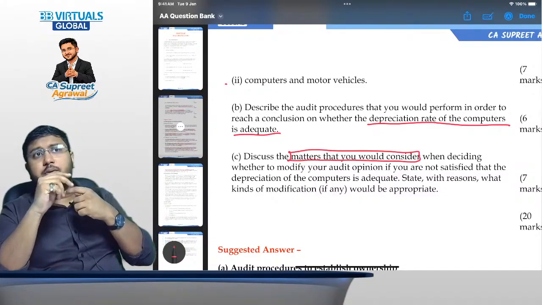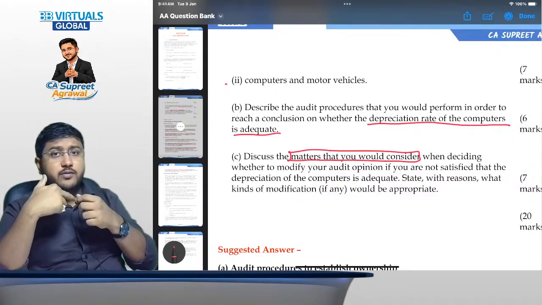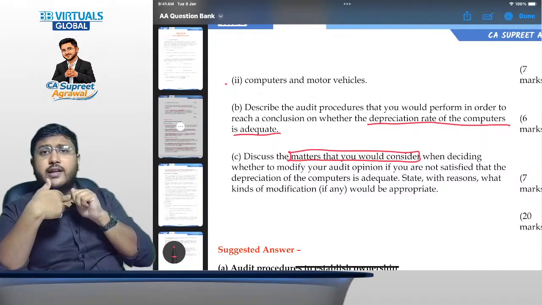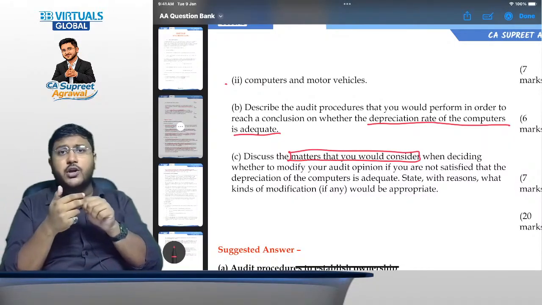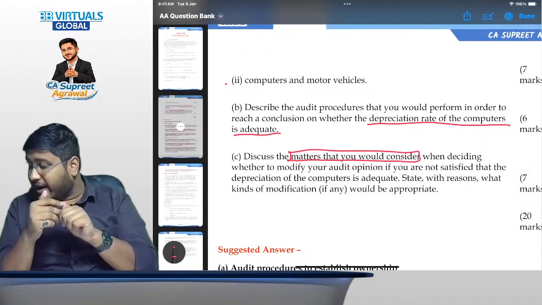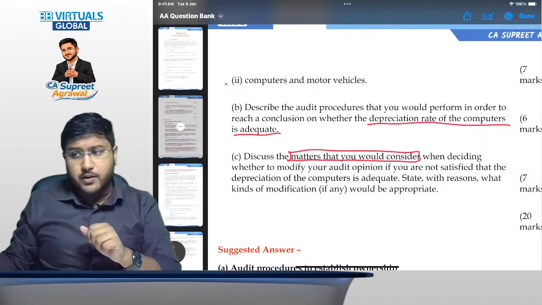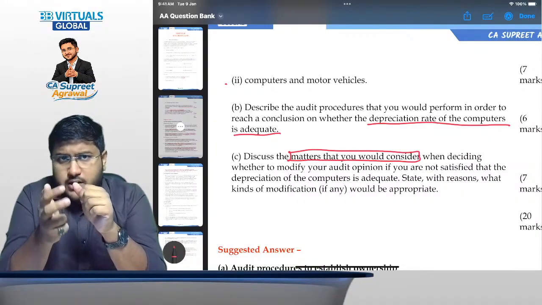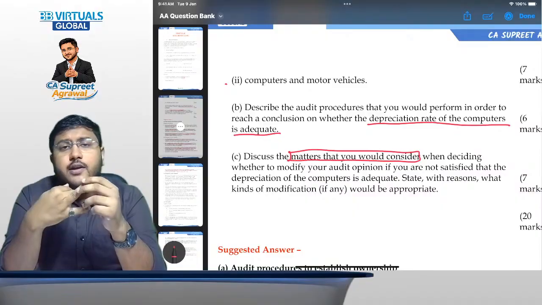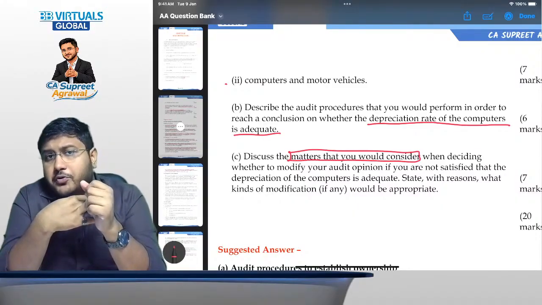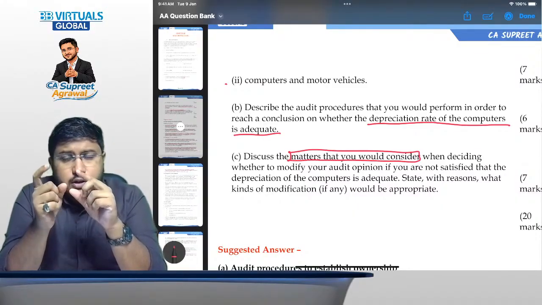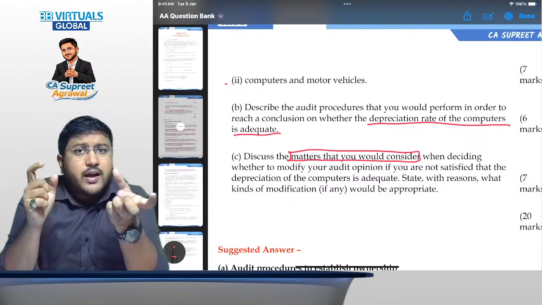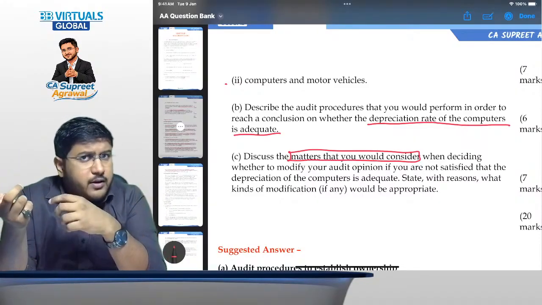Second point is you will be taking the confirmation. You can take a confirmation either from the management of the entity, or from an IT expert, about the conditions and the useful life of those particular computer equipments. Then in analytical procedure, you can compare the useful life used by this company with the useful life used by similar industries.